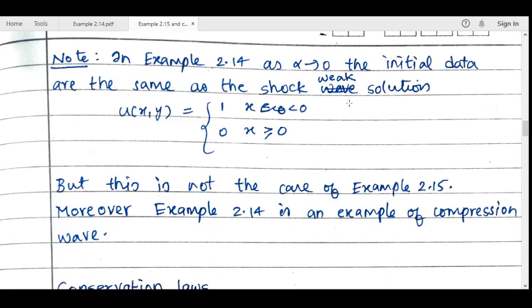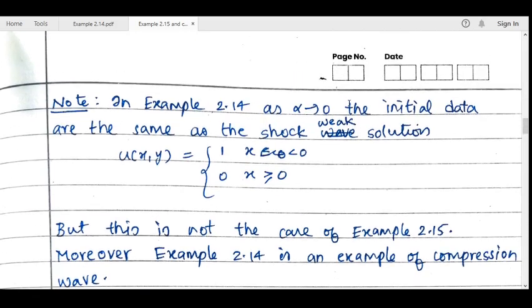Actually, in example 2.14, waves are compressed. It is an example of a compression wave. So these are the differences between them. So here also we can see that the weak solutions are also not unique. We can also denote the solution, but in the case of example 2.15, we see that this is not unique.